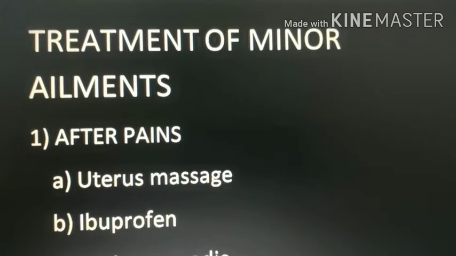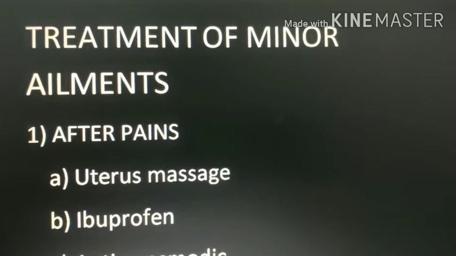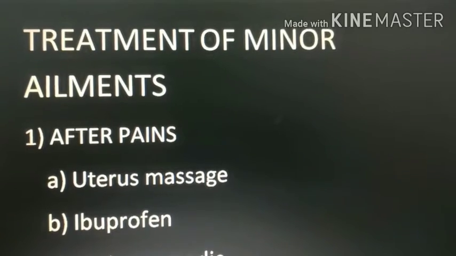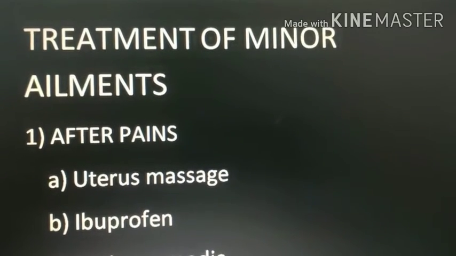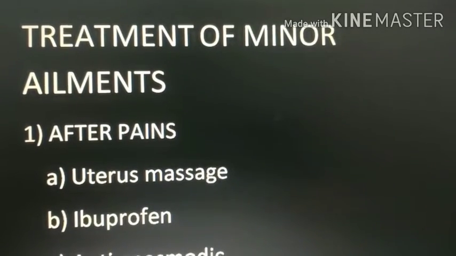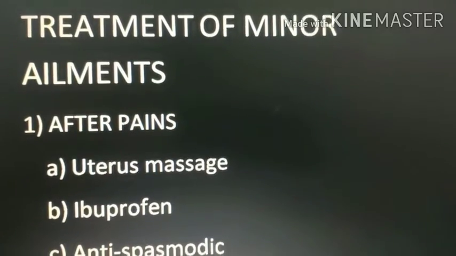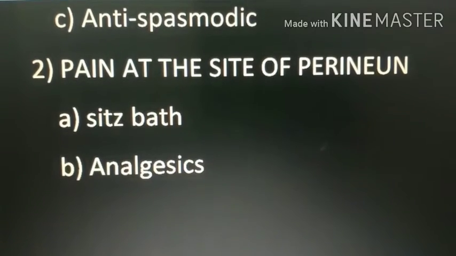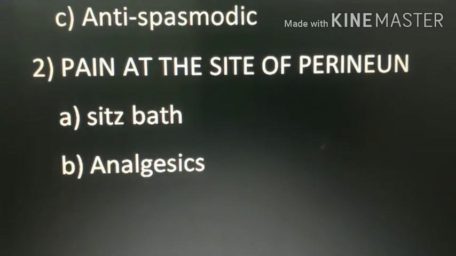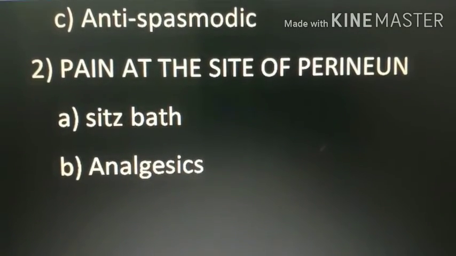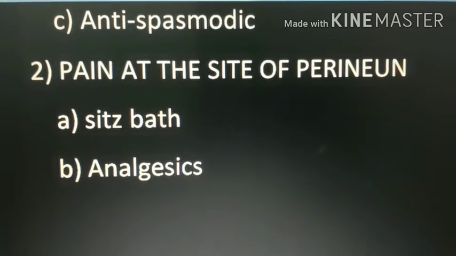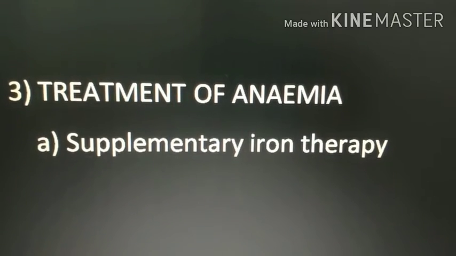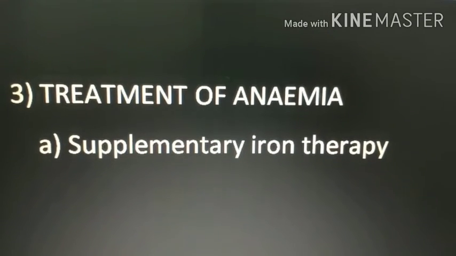So after pain, here pain is infrequent and it is spasmodic pain which is felt in the lower abdomen after delivery for a variable period of 2 to 4 days. So in this case, uterine massage has to be done, ibuprofen can be given, and antispasmodics are given. Next is pain at the site of perineum. So first examine the perineum, then advise the patient for sitz bath and analgesic should be given. Treatment of anemia, supplementary iron therapy should be started and advise iron rich diet.